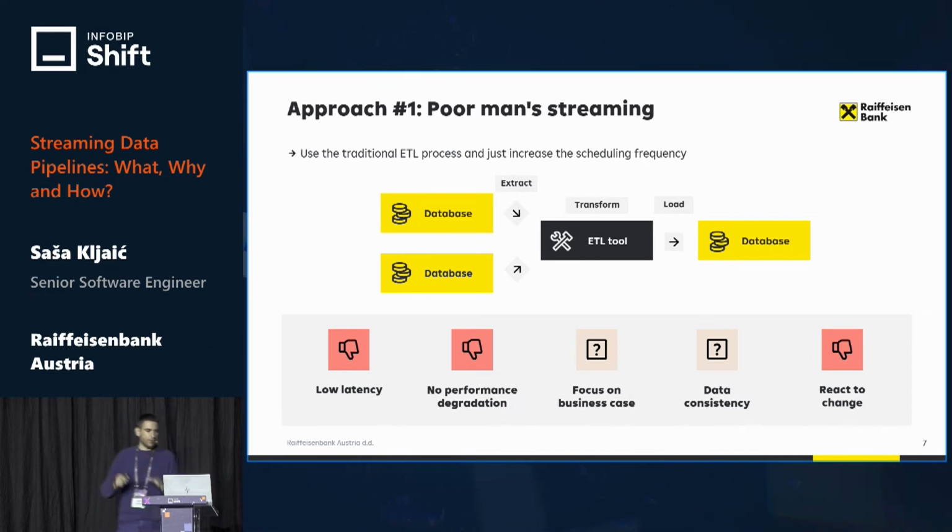But this approach only looks good on paper. In reality, if you have any non-trivial number of events, data changes occurring in your source database, you will never be able to achieve low latency. And because you're constantly polling the database, forcing it to read data from the disk, you will inevitably degrade the performance of your source database and your source system in general.